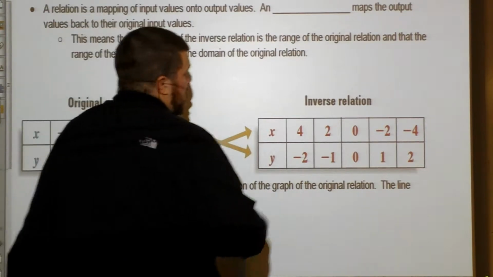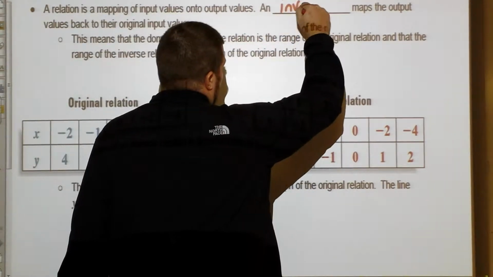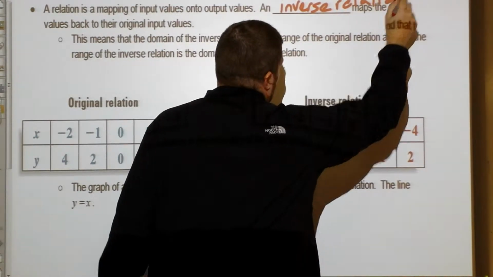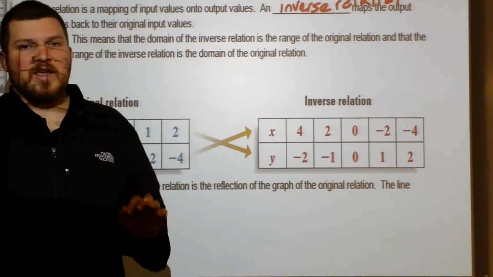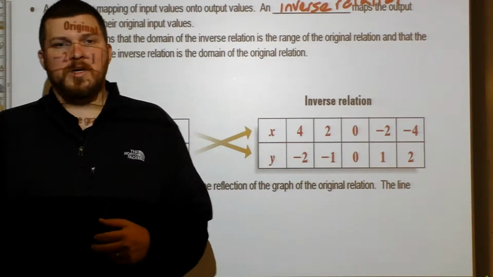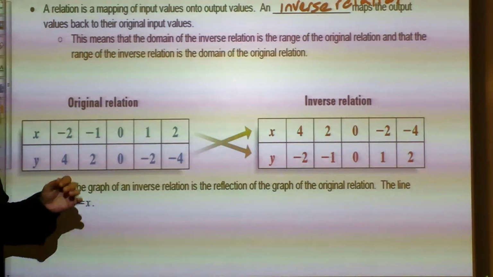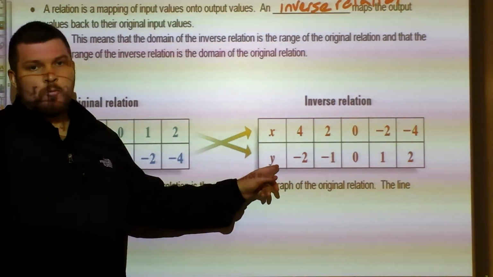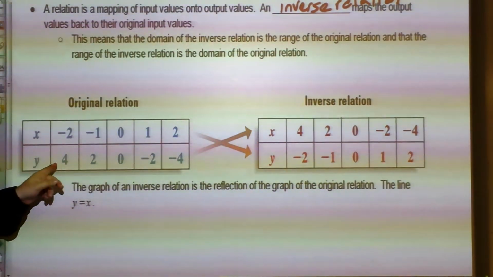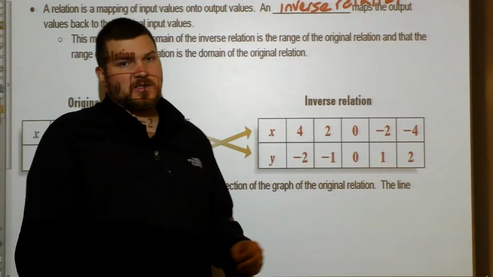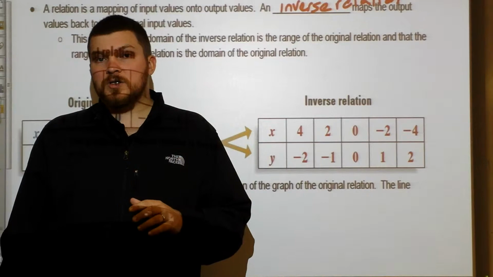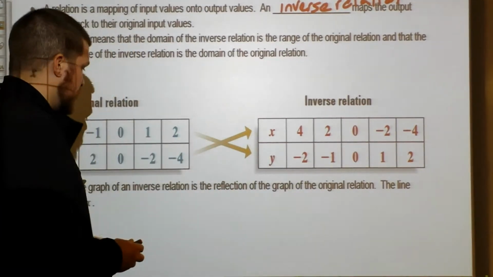An inverse relation kind of does the opposite. What we're going to do is map the outputs back onto their original inputs. Essentially what this means is our x's are going to become our y's, and our y's are going to become our x's. We're flip-flopping. We're switching x and y, switching the inputs and the outputs. So let's do an example.